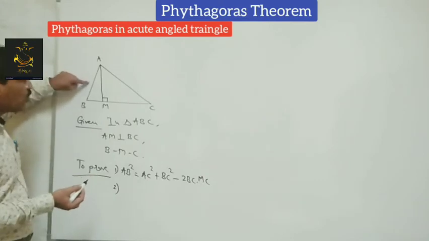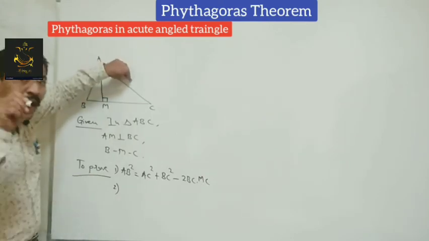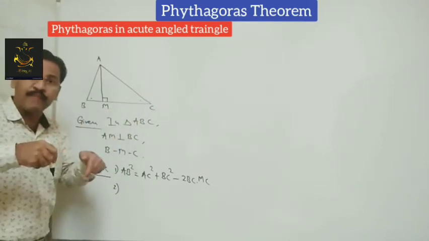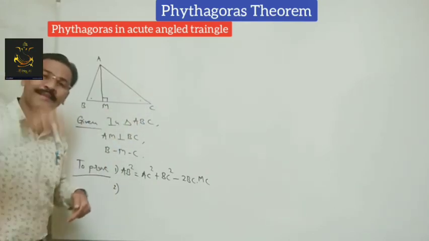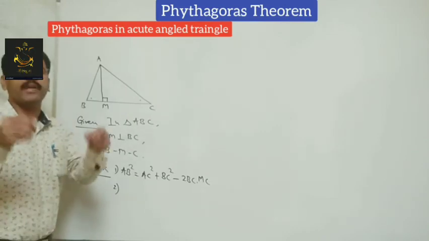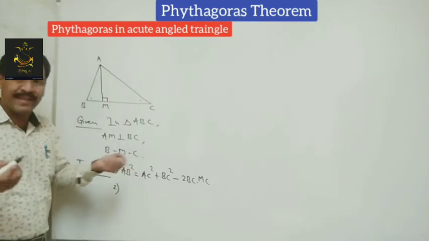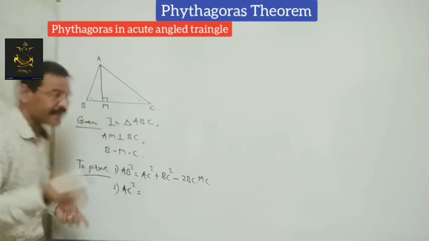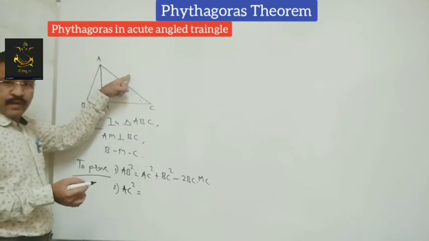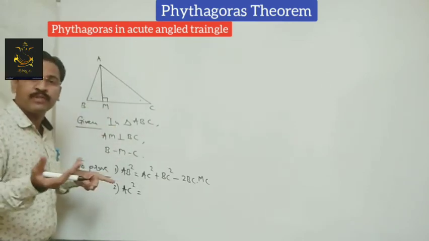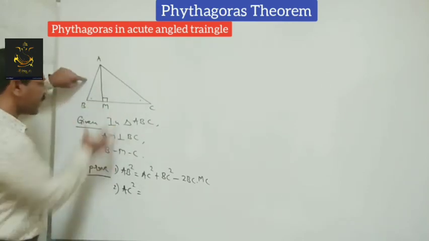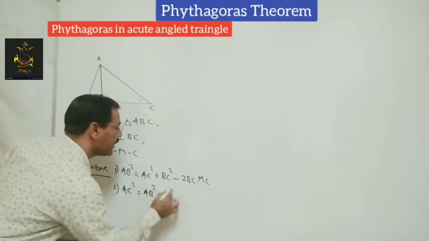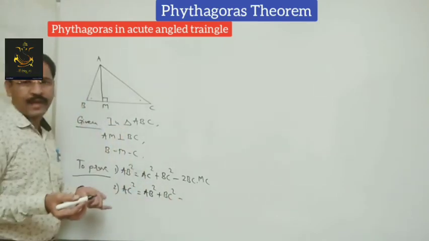Now one more option is there, where we can take AC square. Why? Because there are two acute angles at the base. This is the property of Pythagoras for an acute angle triangle. For that reason, we have to take both acute angles of the base. Now we write AC square. The remaining two sides of the triangle are AB square and BC square, then their sum. Here also minus, because it is an acute angle.